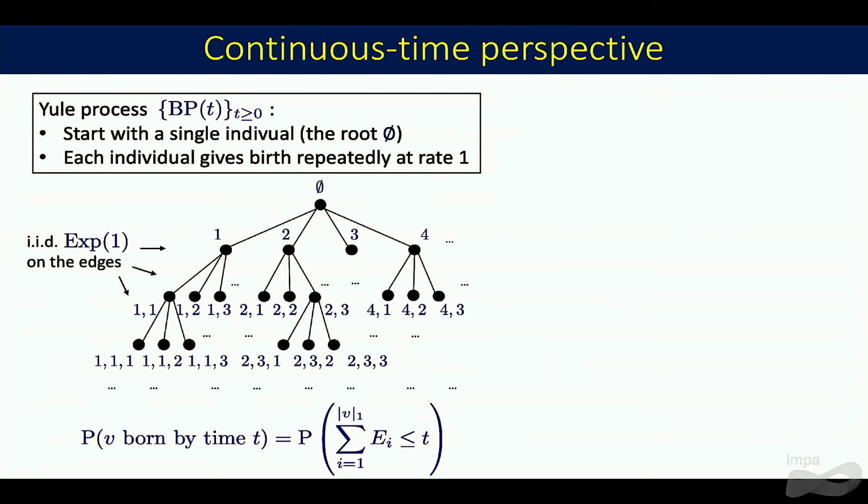So in a Yule process, you start with a single individual at the root, and then each individual gives birth repeatedly at rate 1. And whenever any individual is born, it again starts giving birth at rate 1. Okay? So what this corresponds to, if you're exploring this Ulam-Harris tree, is that on the edges you have IID exponentials with rate 1, and the clock for a particular edge starts ticking once everything before it has been born.